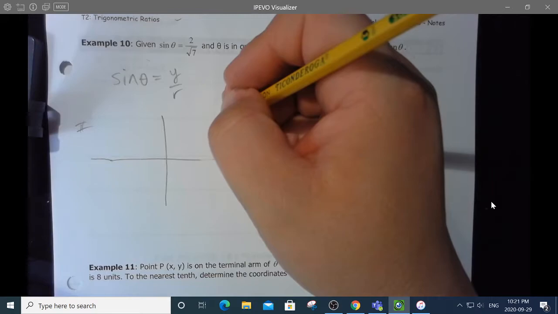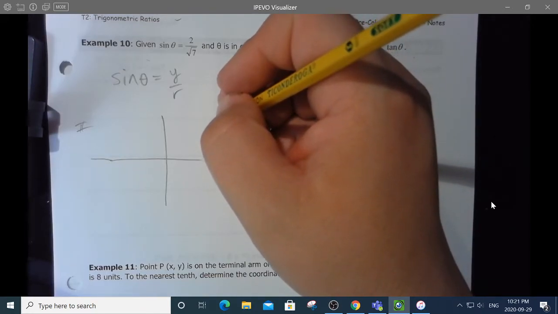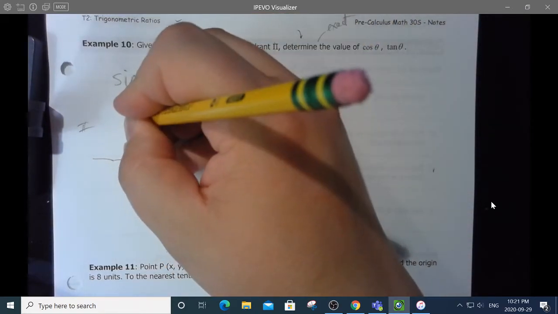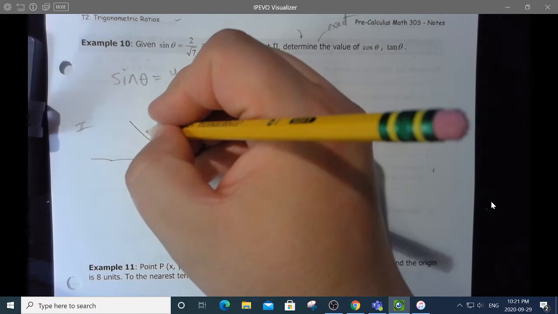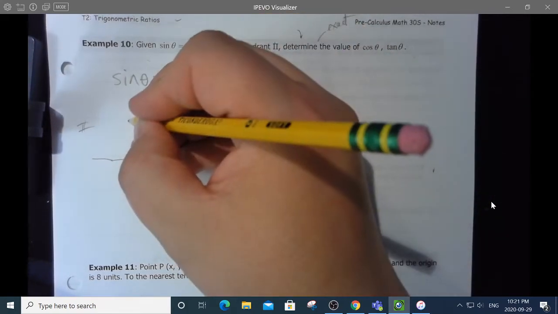What is root 7? Well, the root of 4 is 2, and the root of 9 is 3, so it's somewhere between 2 point something. So 2 point something takes me out to that. We'll say there. So that's my hypotenuse, is root of 7, and my height is 2.